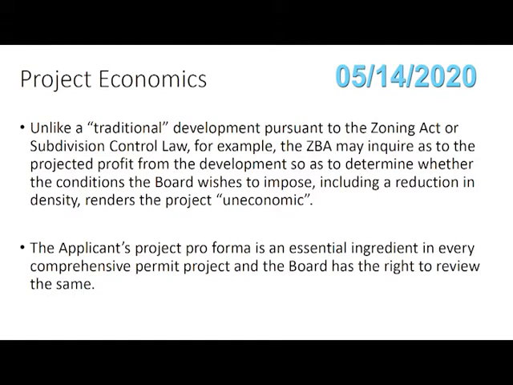The only way of knowing that is to require the applicant to provide what's called the pro forma, the project pro forma. Every applicant for a comprehensive permit has already prepared one because they've submitted it to Mass Housing as part of their project eligibility application. The Board of Appeals is entitled to the pro forma.